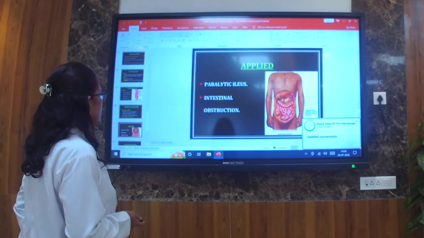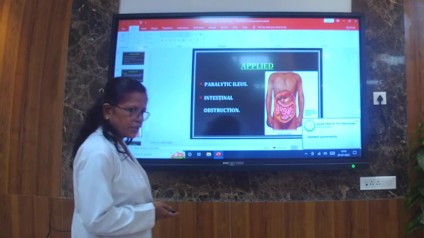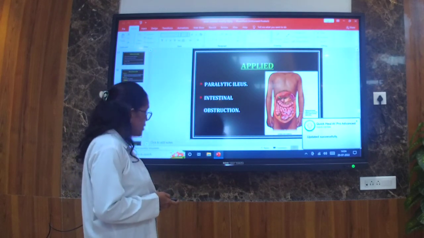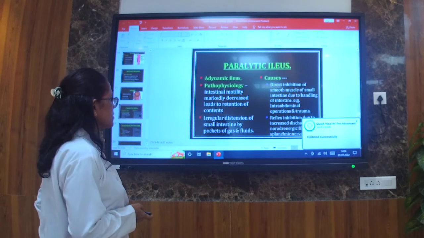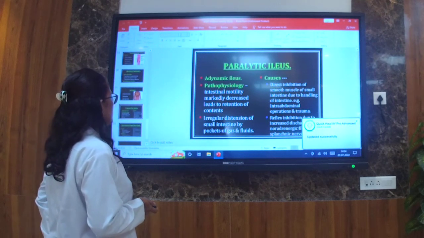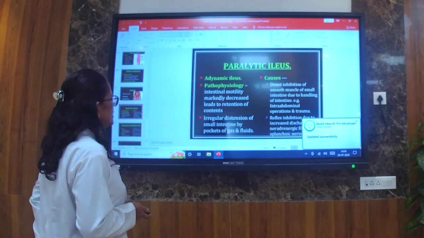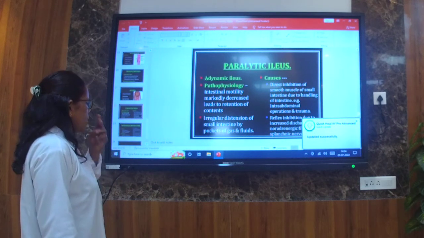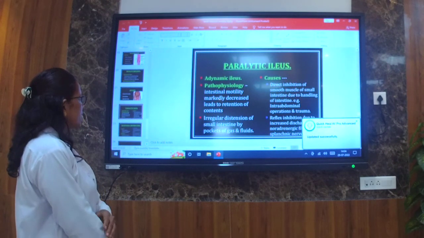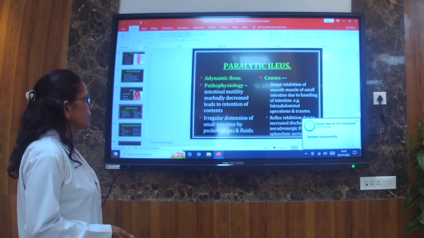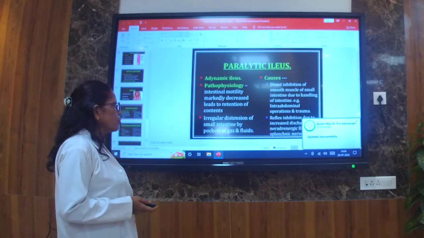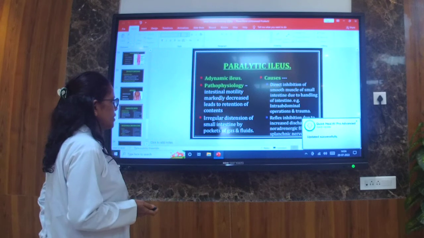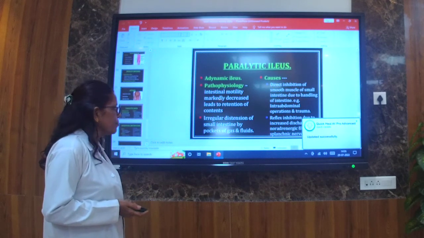Then applied physiology includes paralytic ileus and intestinal obstruction. First we will see what is paralytic ileus. It is also called adynamic ileus. It is caused by direct inhibition of the smooth muscle of the small intestine due to handling of the intestine during surgery, intra-abdominal operation, or trauma, and that causes paralytic ileus.